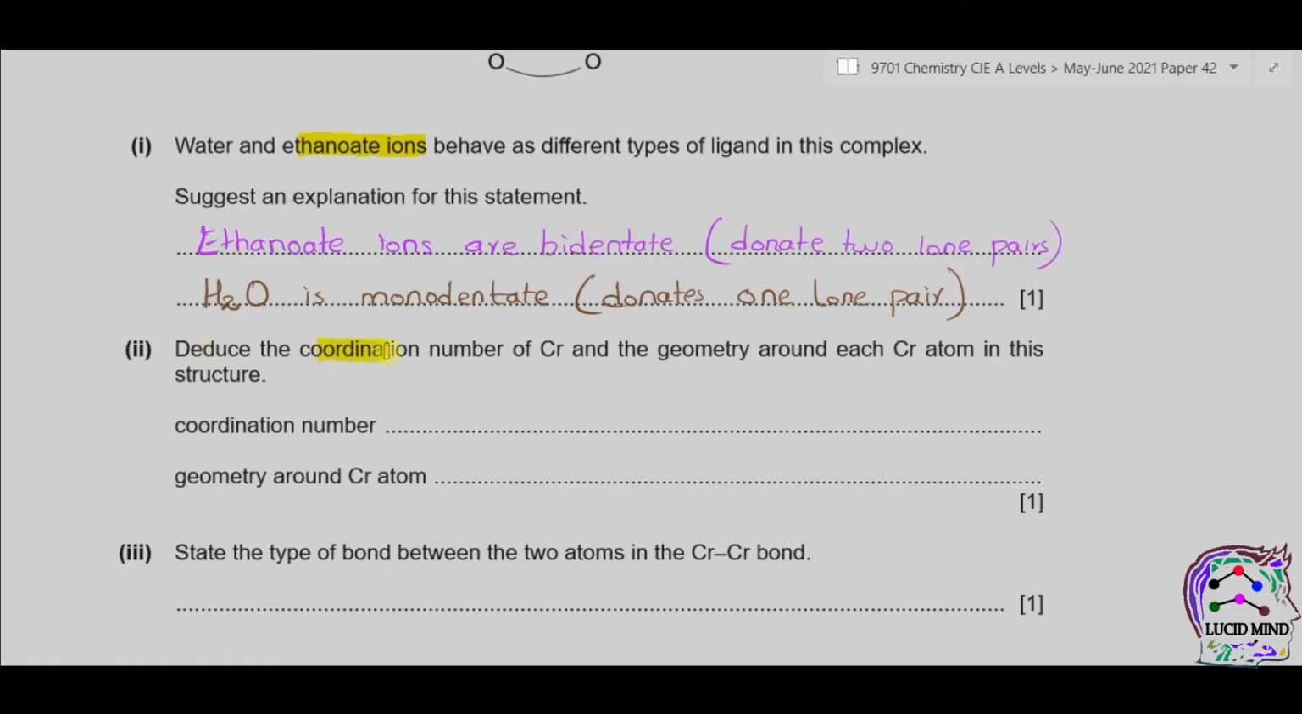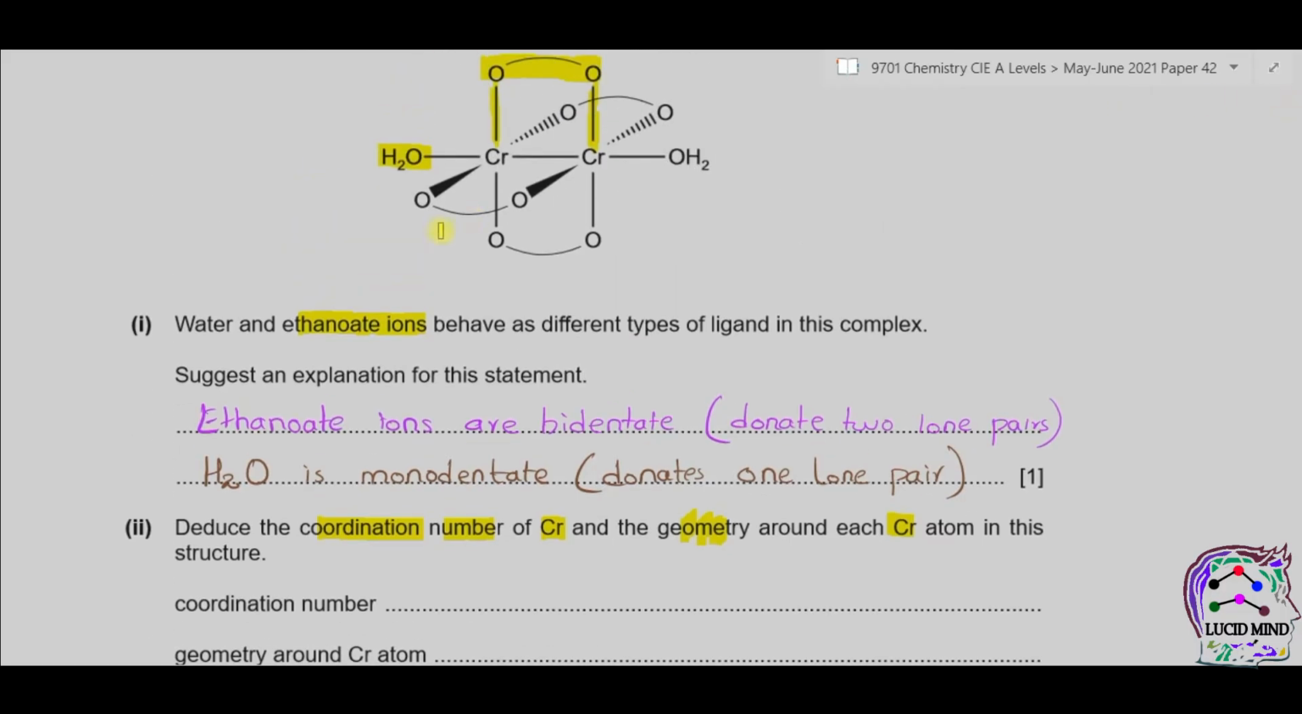Part 2, deduce the coordination number of chromium and geometry around each chromium atom in this structure. Now coordination number is actually the number of coordinate covalent bonds that the central metal is making, and geometry depends on the coordination number. So in this structure we can see that we have chromium and it is making 1, 2, 3, 4, 5, 6 coordinate covalent bonds. So coordination number is 6. And for 6 coordination number, the geometry is octahedral.